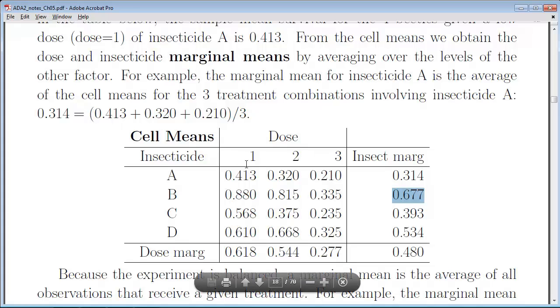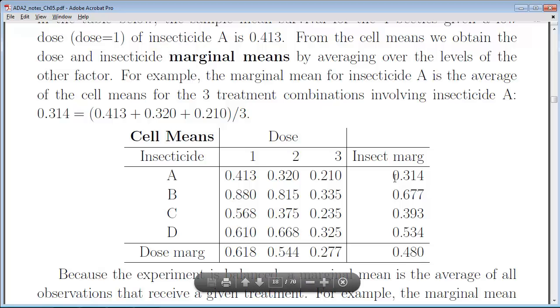Similarly, for the low dose over insecticides, the average is 0.6 hours, for the medium dose 6.2 hours, and on the high dose, the average is 2.7 hours. Finally, you can look at the grand mean, and whether you average the rows or the column margins, you'll get the same number. One important point here is that we have a balanced design.